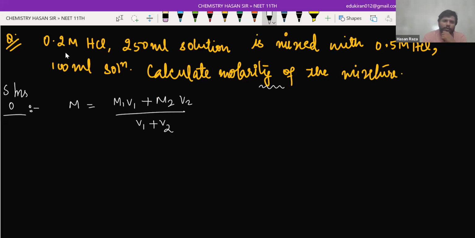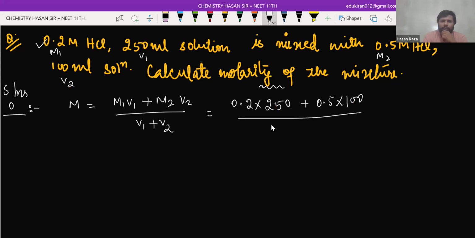So this I'm going to take as M1, so this will be your V1. In the same way, this will be your M2, then this will be your V2. So you can see M1 is 0.2 into V1 is 250, plus M2 is 0.5 and V2 is 100, upon V1 plus V2, that is 250 plus 100.